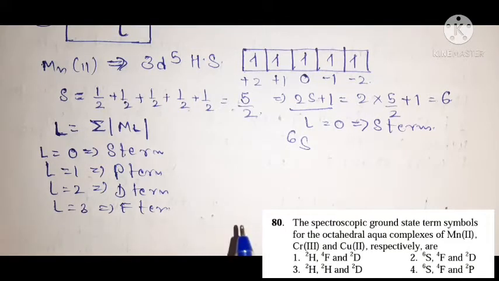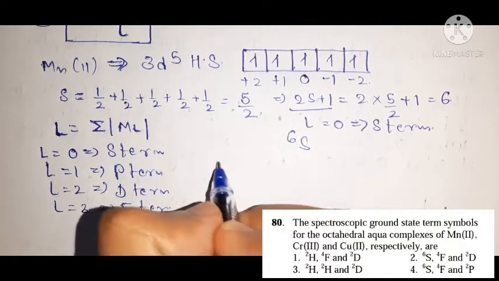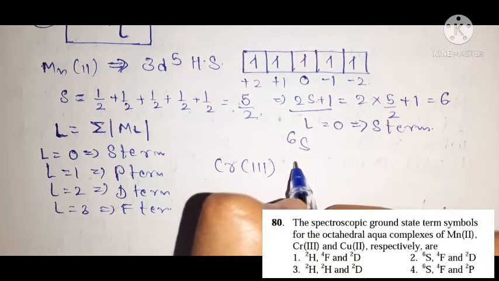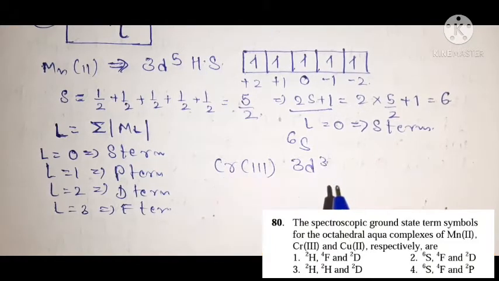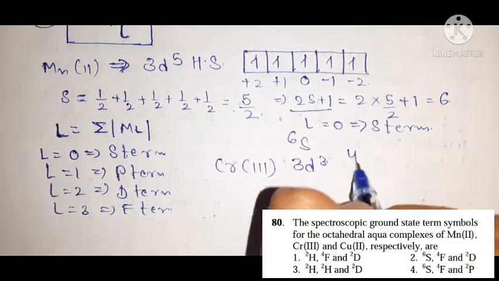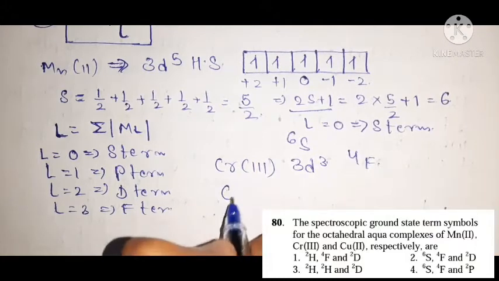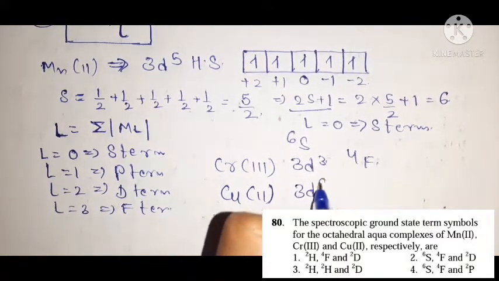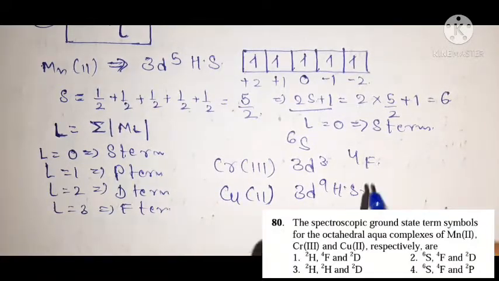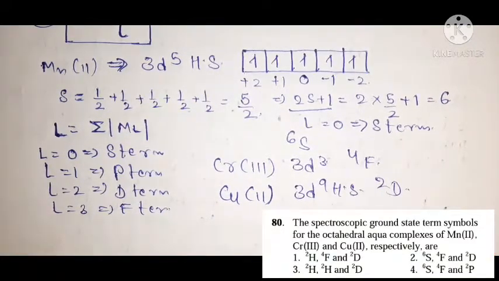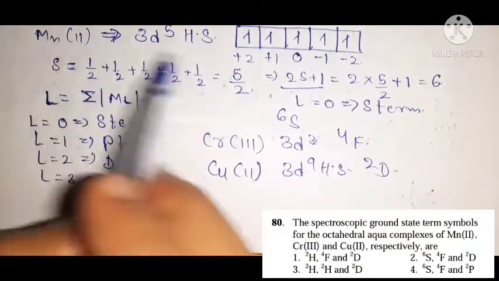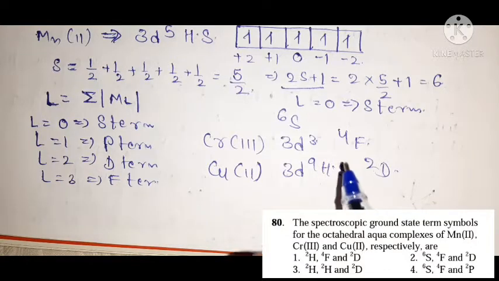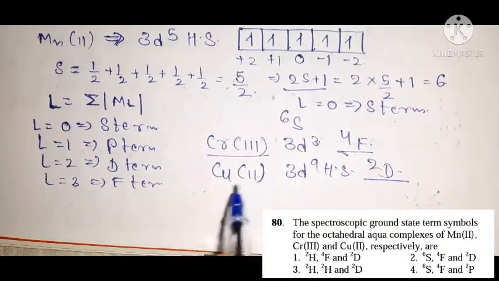Similarly, we also find the ground state term symbol for chromium 3 plus, which means it is a 3d3 complex, and for 3d3 complex its ground state term symbol is 4F. For copper second it will be 3d9 high spin, and for 3d9 high spin its ground state term symbol will be 2D. You can follow these similar steps, and by following these steps you must find the ground state term symbol for the chromium and copper second ion also.